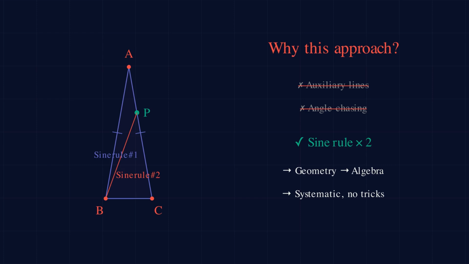I want you to feel like you could have discovered this. The clue was the equal length condition. That's your signal to reach for the sine rule.